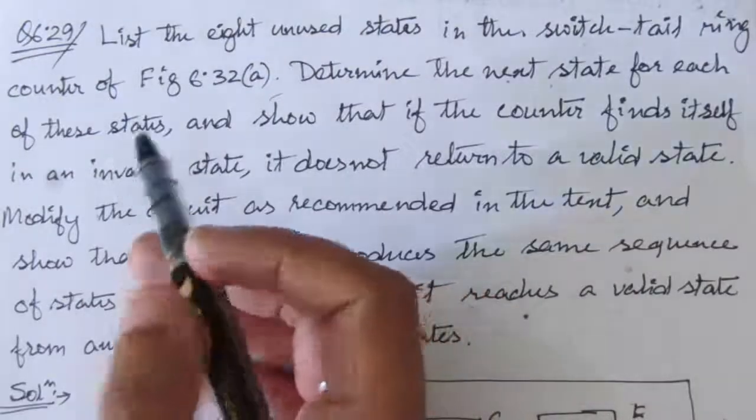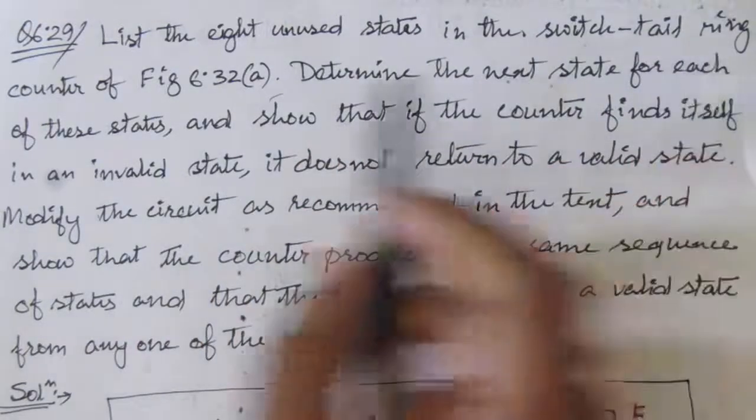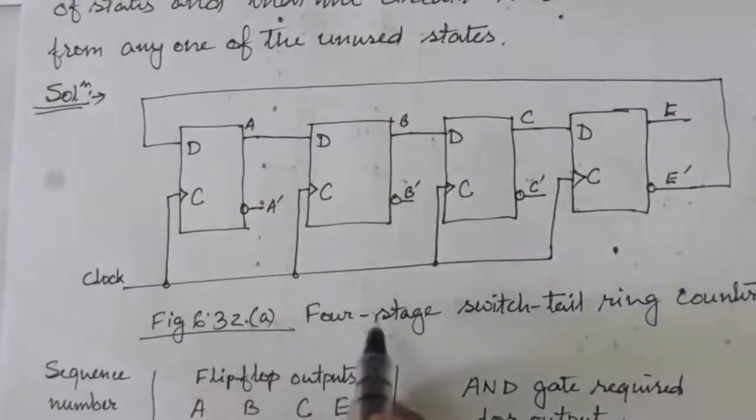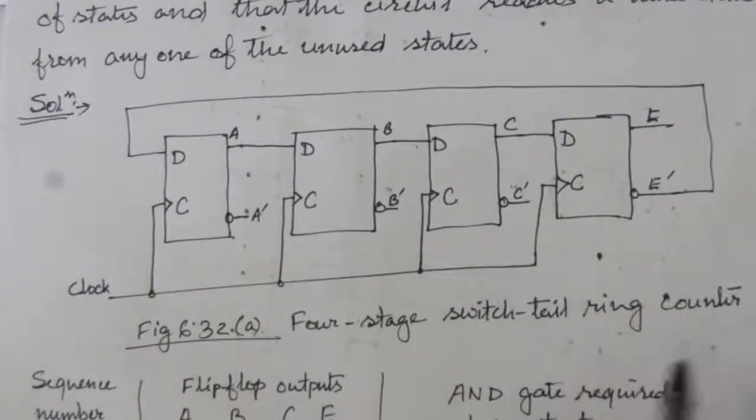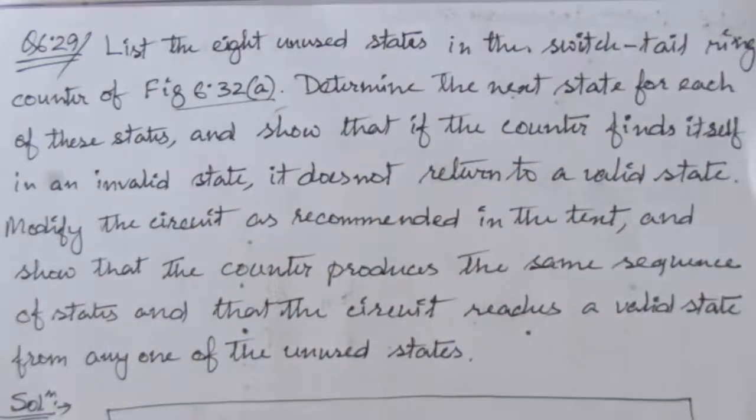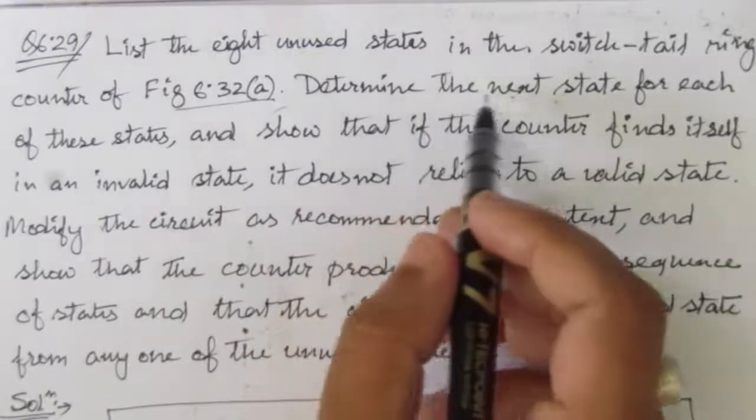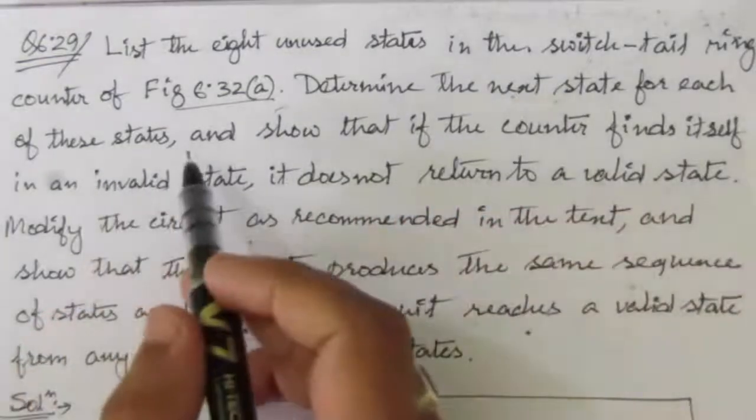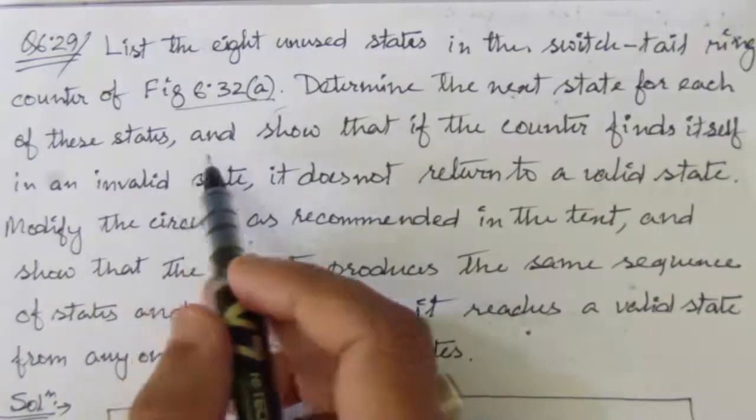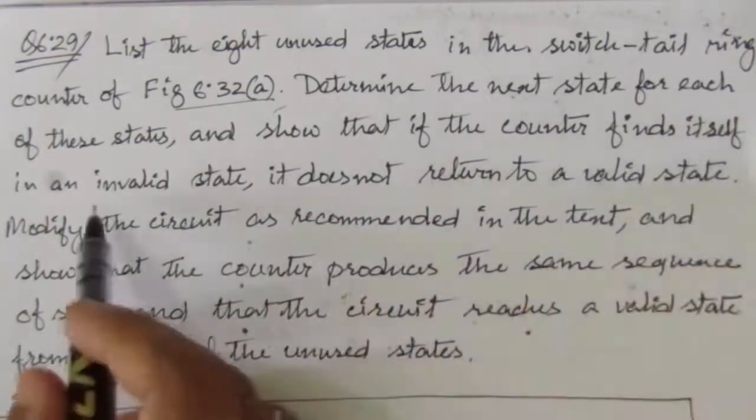The problem is, list the 8 unused states in the switch tail ring counter of figure 6.32a. This is figure 6.32a, a 4 stage switch tail ring counter. We have to make a list of the 8 unused states of this ring counter, and then we have to determine the next state for each of the states. And then we have to show that the counter finds itself in an invalid state.